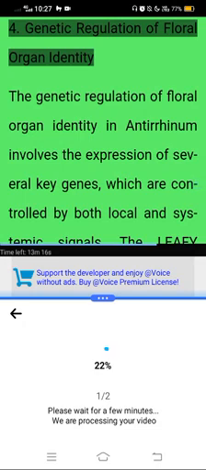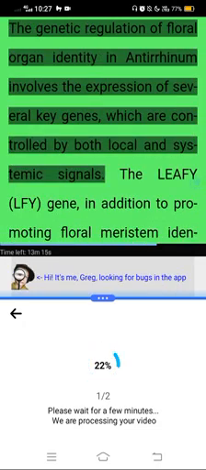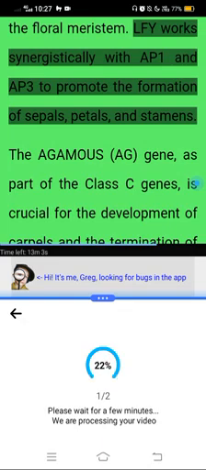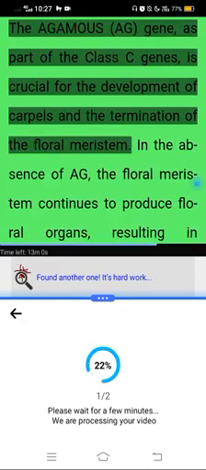4. Genetic regulation of floral organ identity. The genetic regulation of floral organ identity in Antirrhinum involves the expression of several key genes, which are controlled by both local and systemic signals. The LEAFY, LFY, gene, in addition to promoting floral meristem identity, also plays a role in the determination of organ identity in the floral meristem. LFY works synergistically with AP1 and AP3 to promote the formation of sepals, petals, and stamens.